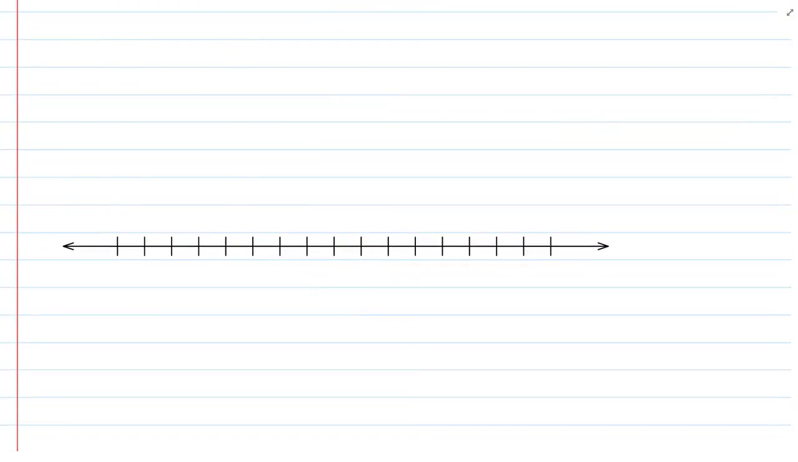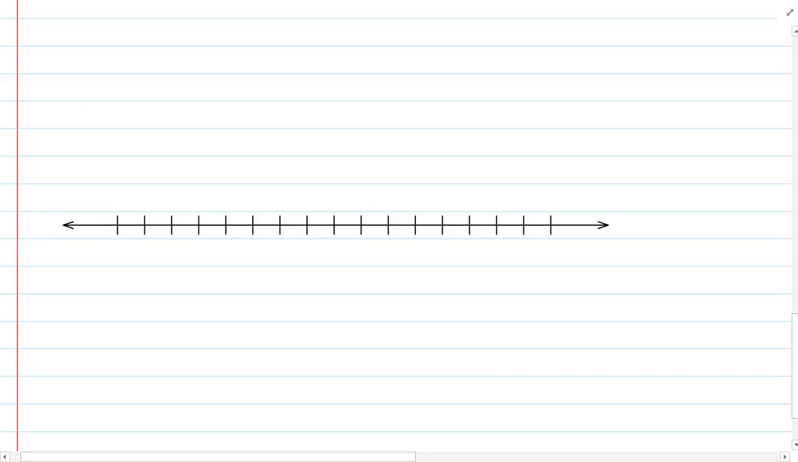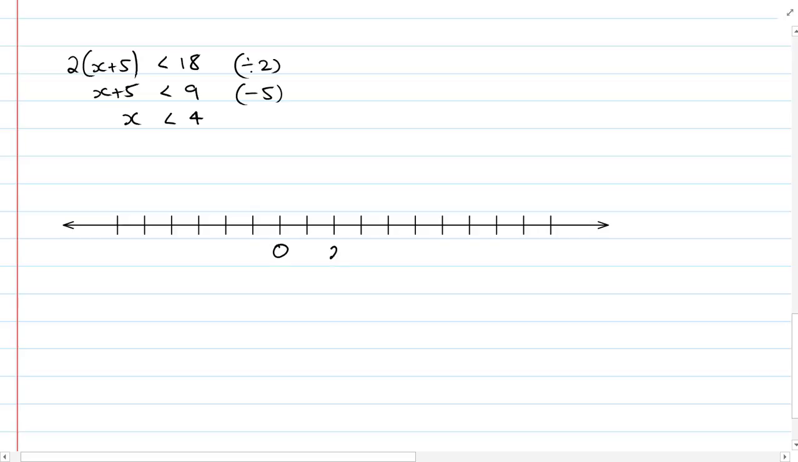Finally, I'm going to do two quick examples showing what happens when you have inequalities that you have to simplify first and then sketch. So my next example is 2x plus 5 is less than 18. The first thing I'm going to do is divide by 2. So I get x plus 5 is less than 9. Subtract 5, and I get x is less than 4. So now I fill in my inequality diagram again: 2, 4, 6, etc. It's less than but not equal to 4, and I draw my arrow going downwards because it's less than.